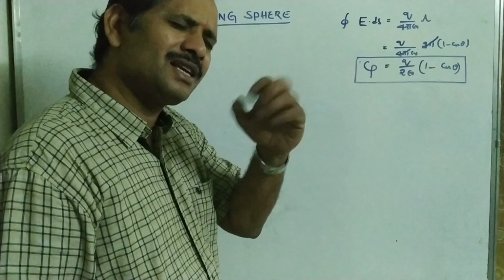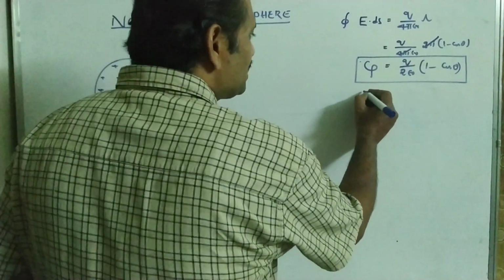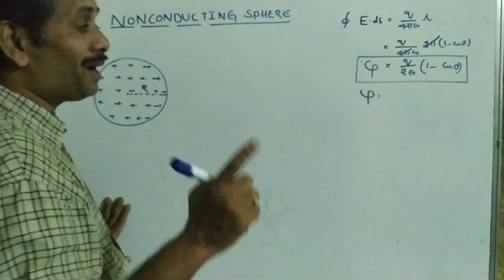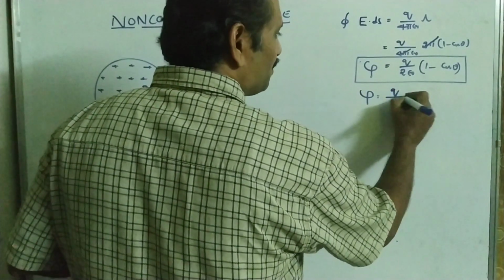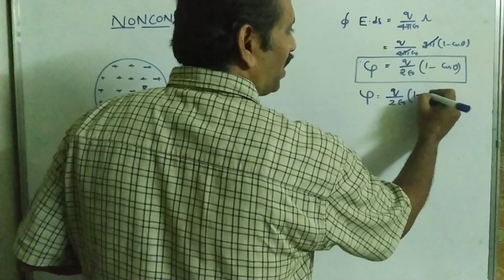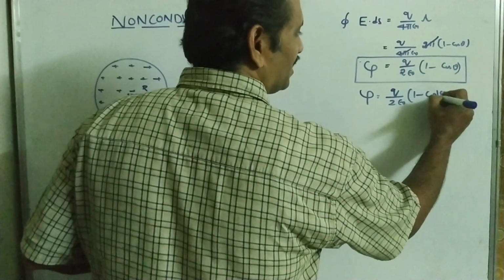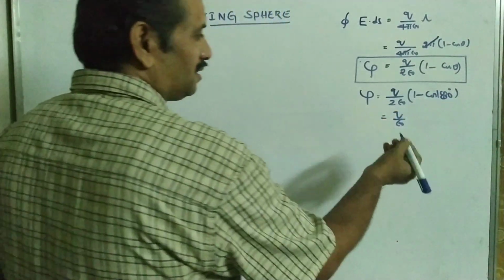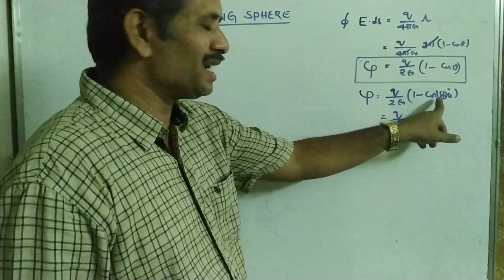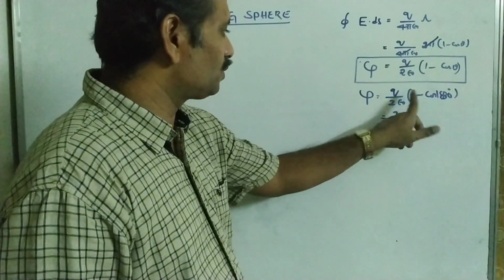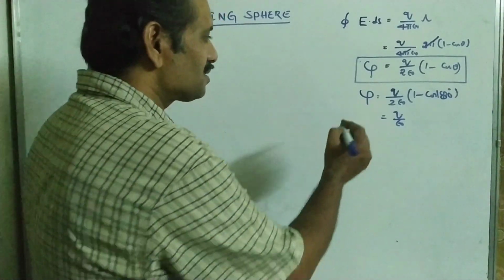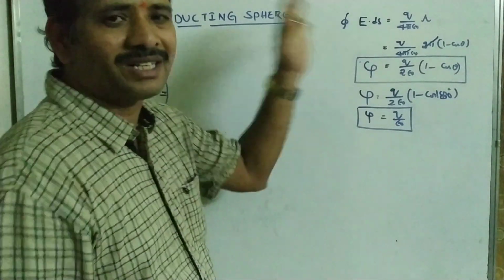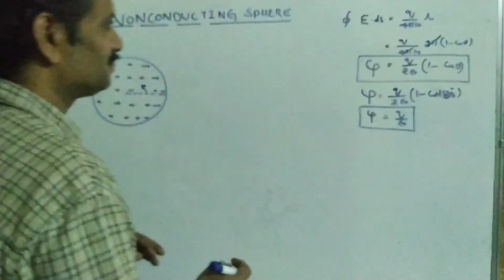This is for any surface, not only a closed surface. For a closed surface, theta equals 180 degrees, so Q by 2 epsilon 0 into 1 minus cos 180, that is 1 minus of minus 1 plus 1, the 2 cancels, giving Q by epsilon 0. In the book you will observe this as the Gauss theorem, but it is applicable for all surfaces.